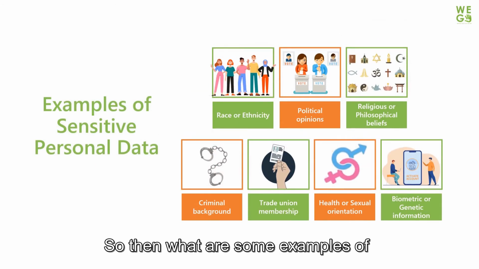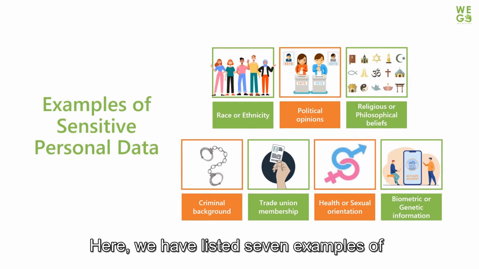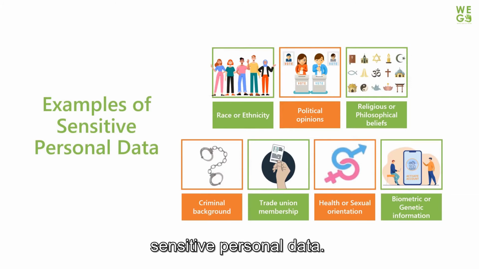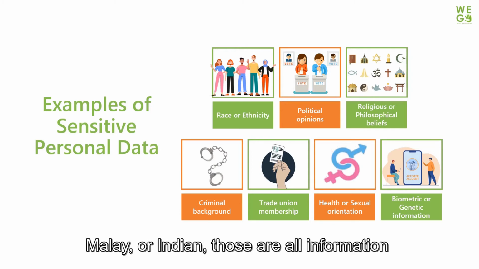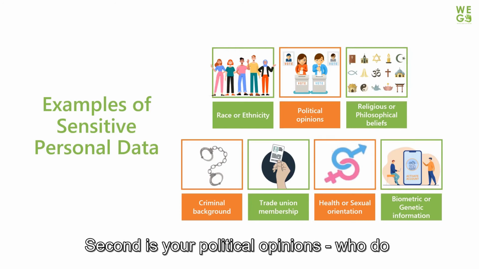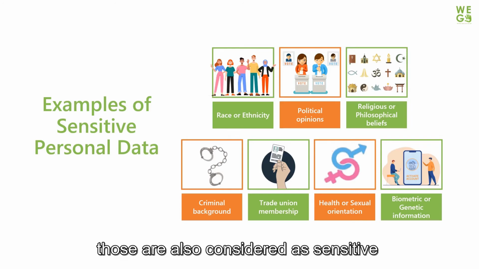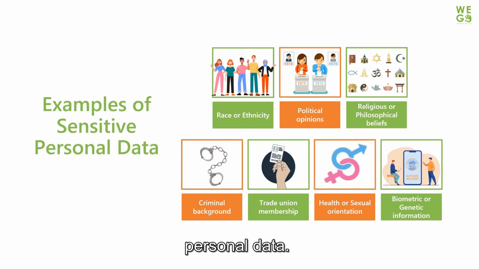So then, what are some examples of sensitive personal data? Here we have listed 7 examples of sensitive personal data. The first is race or ethnicity. So whether or not you're Chinese, Malay, or Indian, those are all information that you should protect. Second is your political opinions. Who do you decide to vote for? Who do you decide to vote against? Those are also considered as sensitive personal data.